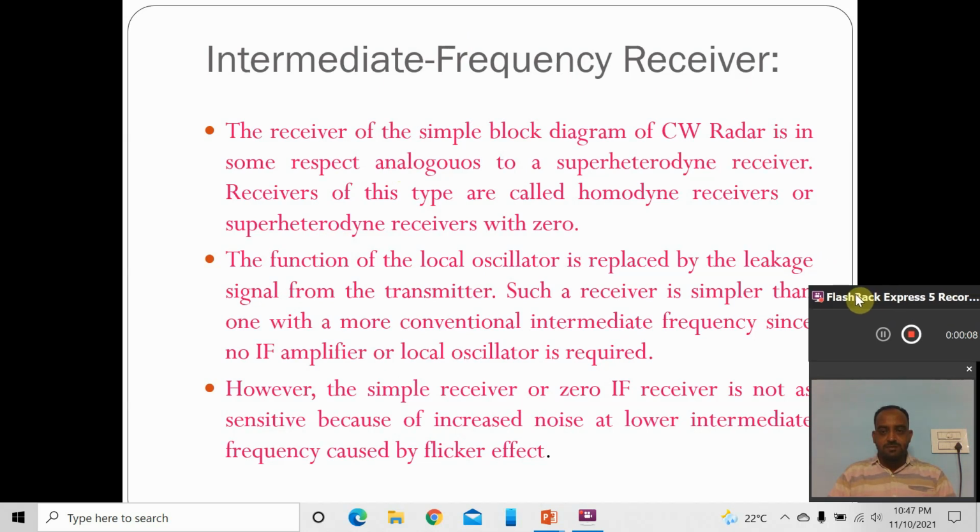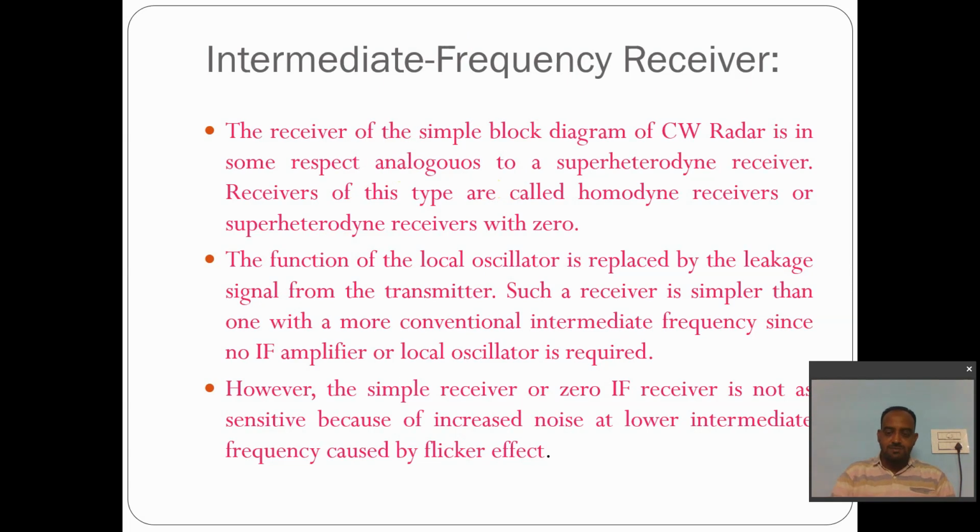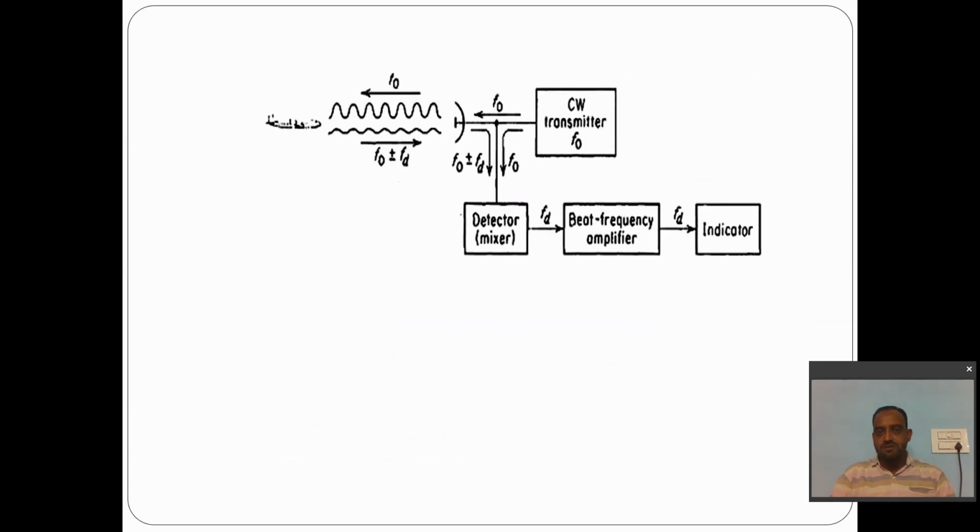Now the topic we are discussing in this video is the intermediate frequency receiver. The general CW radar receiver, which we discussed in the previous video, was a simple superheterodyne receiver. Superheterodyning is nothing but using a mixer along with a local oscillator.